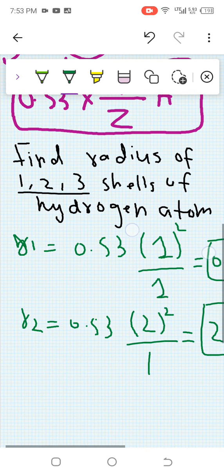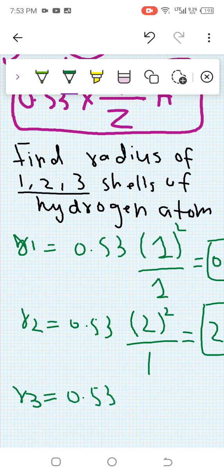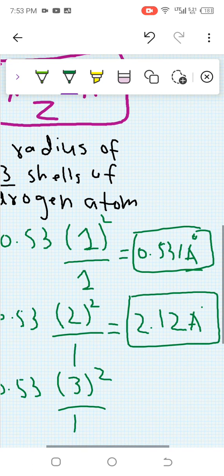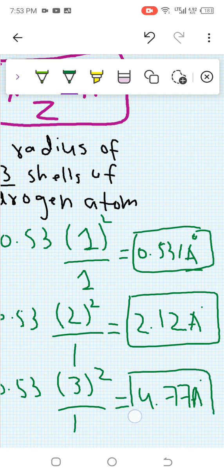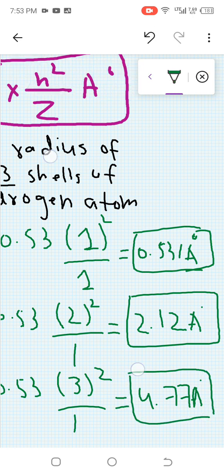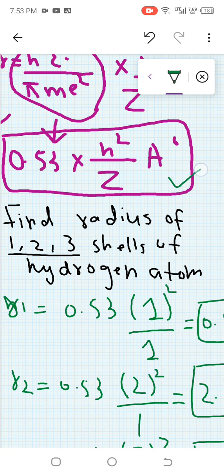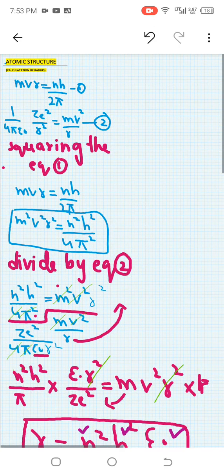Now the radius of the third shell, r3, is equal to 0.53 into 3 square upon the atomic number of hydrogen, which is 1, and we get 4.77 angstrom. This is the radius of the third shell. Like this you can find the radius of all shells. By the help of this formula, I found the radius of the first, second and third shell of the hydrogen atom. Hopefully this is clear to you. This was all about the radius calculation. In the next video we're going to find the velocity and energy. Bye bye.